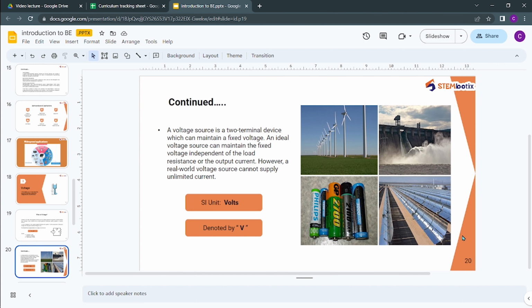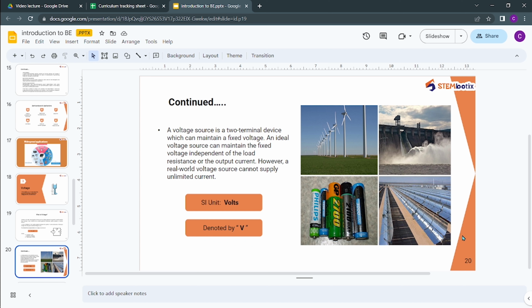So after seeing voltage, now which are the voltage sources? As you can see in the image, these are the voltage sources, for example, a single cell, or a battery, or you can say the windmills and the dam. A voltage source is a two terminal device which can maintain a fixed voltage.